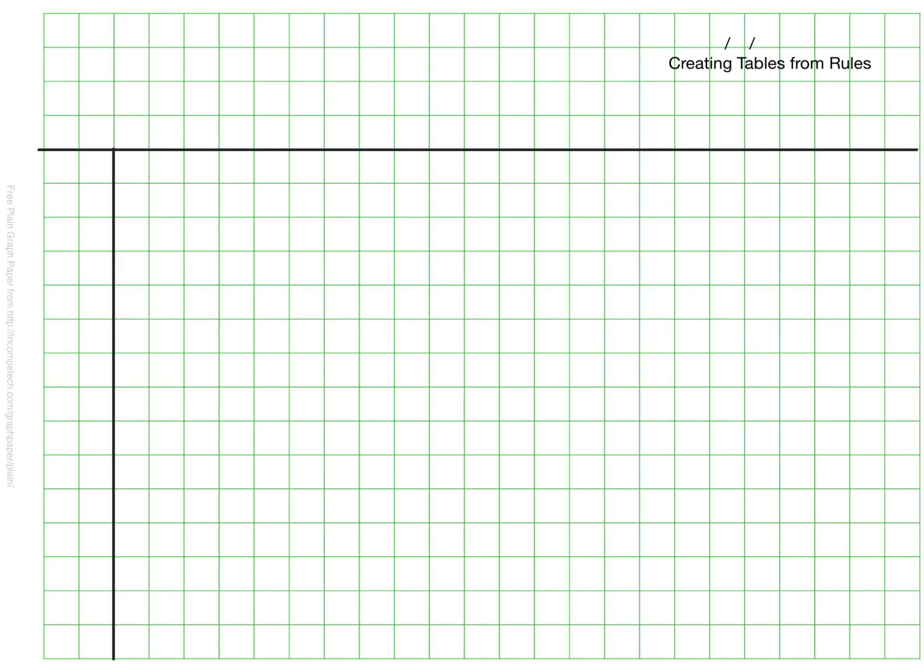This video is going to cover the topic of creating tables from rules. Be sure the date and topic are at the top of your page. The essential question for this video is, how do we create tables and what do they tell us? And remember that rules are like equations, but they're special equations that have two variables.